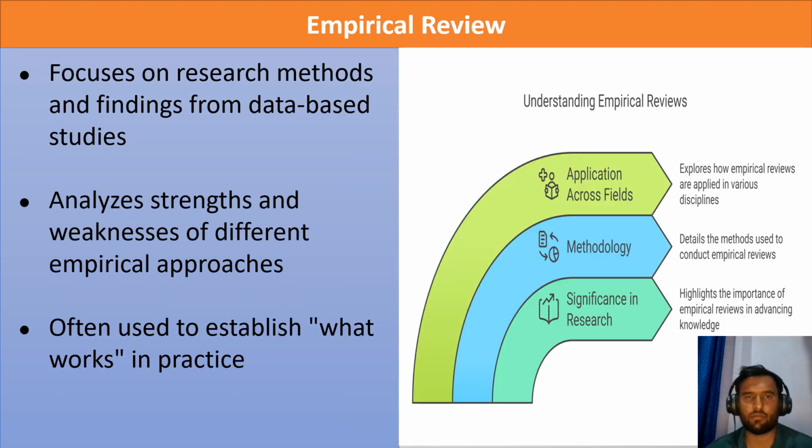Now the second type of literature review is empirical review. Empirical review focuses on the findings of studies, what kind of findings already exist, and it analyzes the strengths and weaknesses of different approaches. Empirical means from the results already obtained, or what practices have already been done.